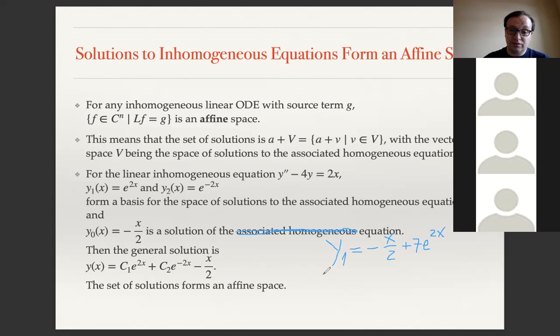So then the general solution can also be written as y of x is equal to, and I'm going to give tildes to these constants, c1 tilde times e to the 2x plus c2 tilde e to the minus 2x, and then minus x over 2 plus 7 e to the 2x.